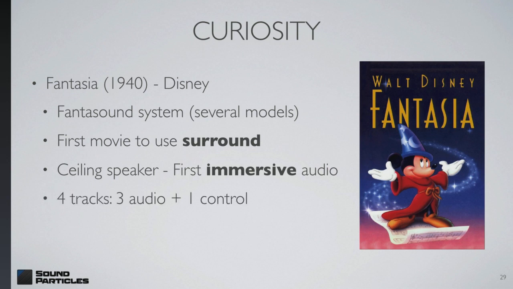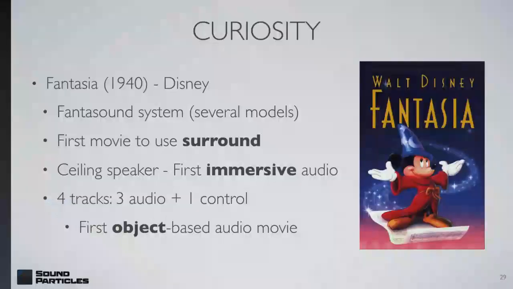And the interesting thing is that they made this by having a 4-track recorder, okay, 3 tracks for audio and 1 track for controlling. And essentially, this additional track would control where each one of those 3 audio channels should go. At some point, it could go to the left channel. Later on, it could be to the ceiling, to the sides. So actually, this was also the first object-based movie. So people in the 40s were well ahead of their time.